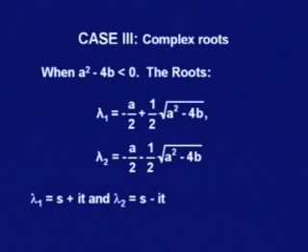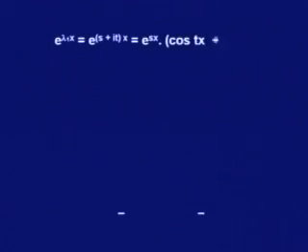Then what will be the two solutions? The two solutions would have one as e to the power lambda 1 x, that is e to the power s plus i t x, which we could write as e to the power s x into e to the power i t x. This again we are using with de Moivre's theorem. We can write cos t x plus i sin t x.